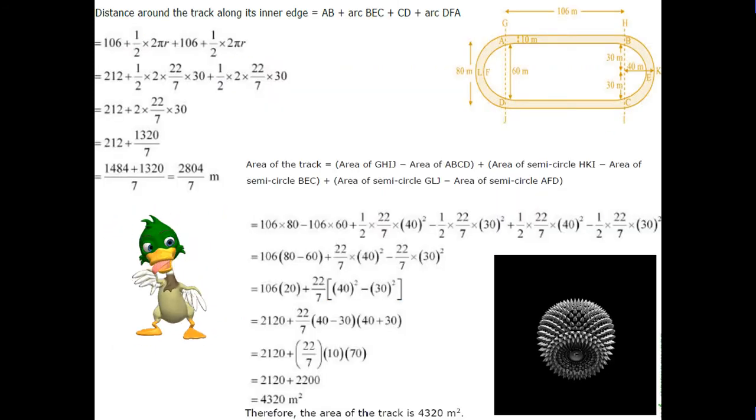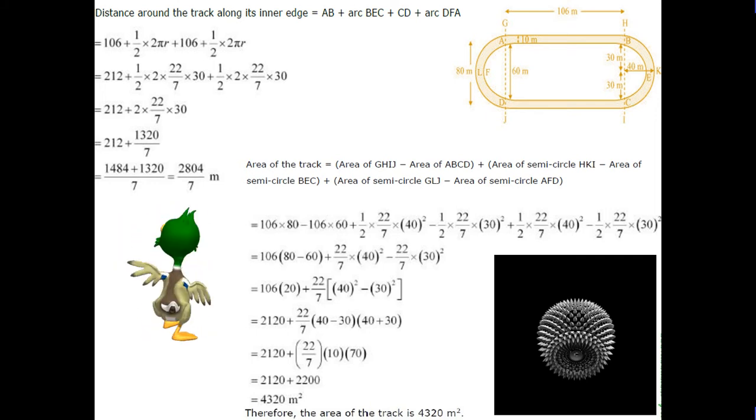So students, distance around the track along the inner edge is AB plus arc BEC plus CD plus arc DFA, 106 plus 1 by 2 into 2 pi r plus 106 plus 1 by 2 into 2 pi r. Solving, we get 2804 upon 7 meter.